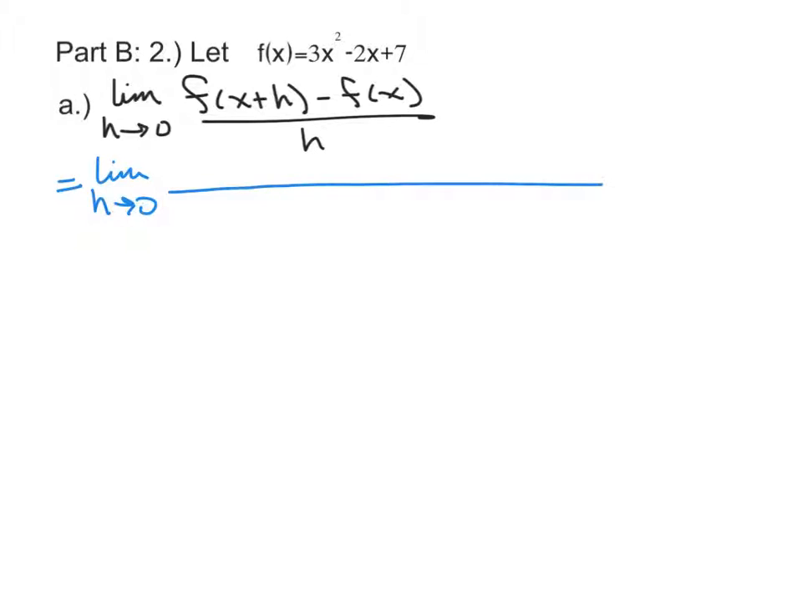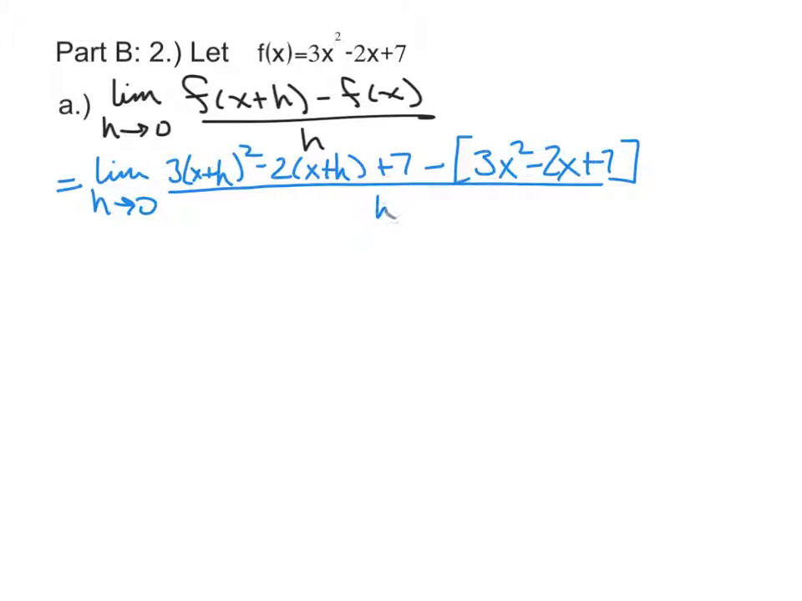So with every step of work, make sure that you write limit. Our first step is going to be to just substitute x plus h into f of x. So we'll have 3x squared minus 2x plus 7, and everywhere there was an x, I'm going to put in x plus h. Next, we're going to subtract all of f of x, which was 3x squared minus 2x plus 7, and divide it all by h.